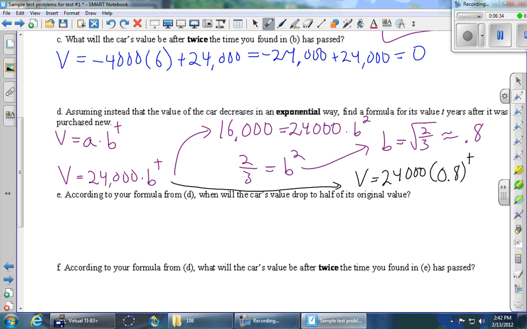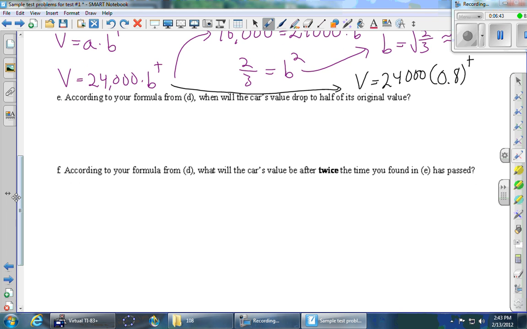E, according to your formula from D, when will the car's value drop to half of its original value? Okay, so half of the value is 12,000. So we're using that equation there. We're going to plug 12,000 for the new value, copy everything else, and to the unknown t, we'll find t, which will be how long it takes for the value to get cut in half. So we'll divide both sides by 12,000 and get a half equals 0.8 to the t.